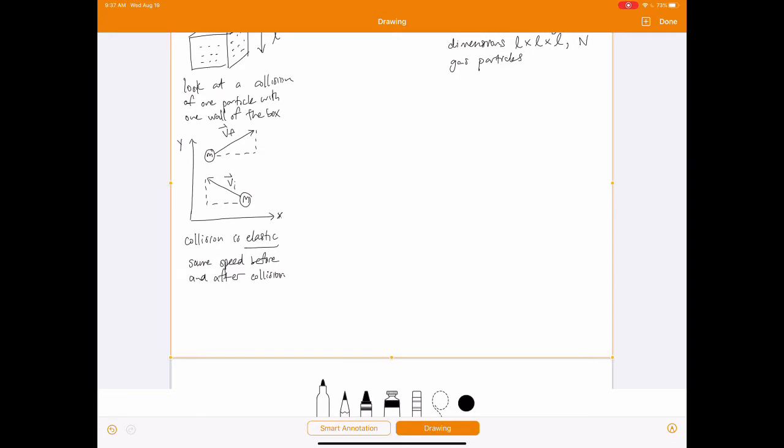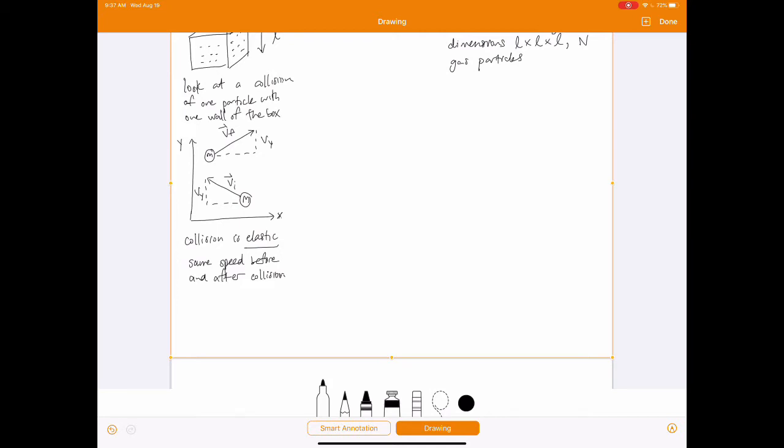Okay, well, let's look at the y component of velocity. Let's call this Vy. Okay? The wall that it hits doesn't actually exert a force in the y direction. It doesn't push the molecule in the y direction. So Vy should stay the same after the collision. So it's the same y component of velocity before and after the collision.